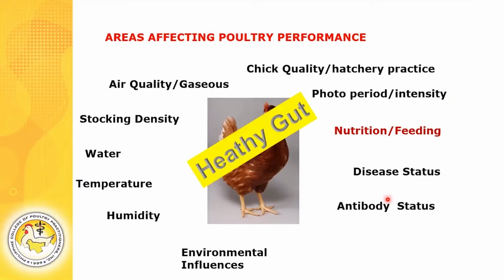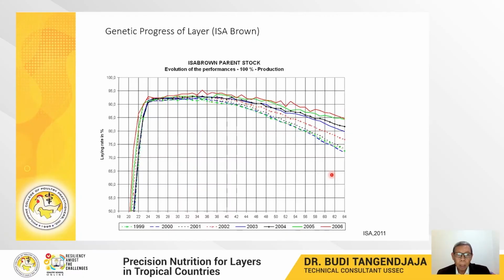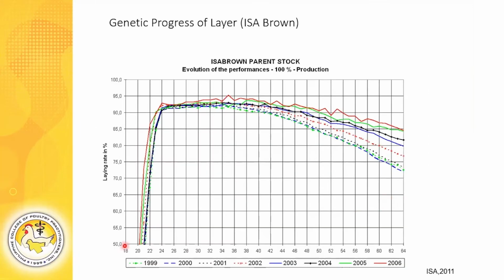So if we talk about nutrition or feeding, we have to consider a healthy gut, because the feeding of nutrients has to be good for gut health. This is the graph representing the performance of the layer because of genetic improvement. Back in the year 2000, the layer probably started to lay eggs at 20 weeks of age. Nowadays, it's possible that the layer will start to produce eggs by 17 weeks of age.